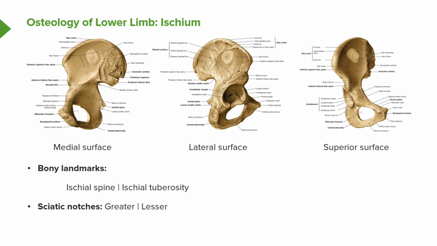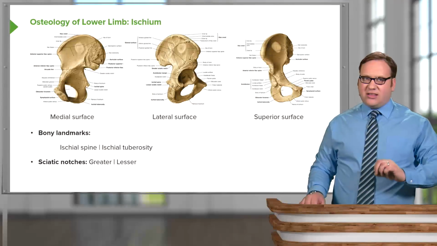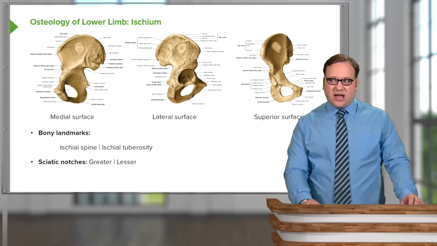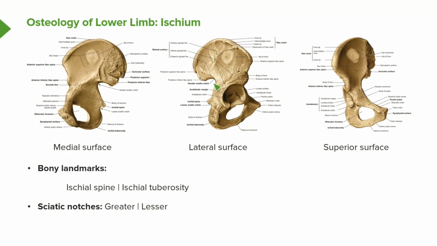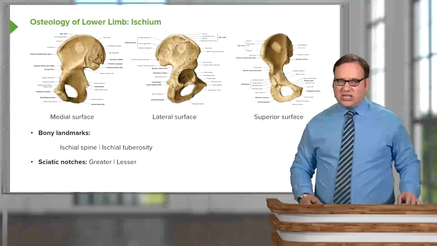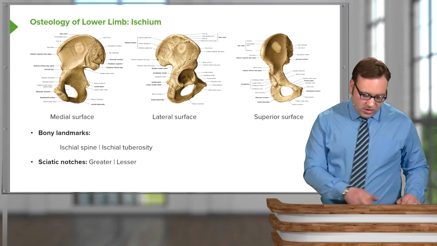These bony landmarks are important as they create the greater and lesser sciatic notches. We can see here we have the greater sciatic notch running from the posterior inferior iliac spine all the way round to the ischial spine here, the greater sciatic notch running round here. We then have, running from the ischial spine, this little concavity here, and that is the lesser sciatic notch. Later on, we'll see how these are converted into foramina.